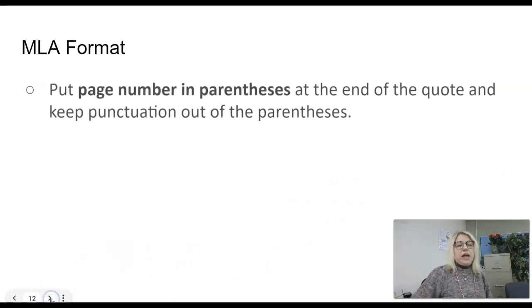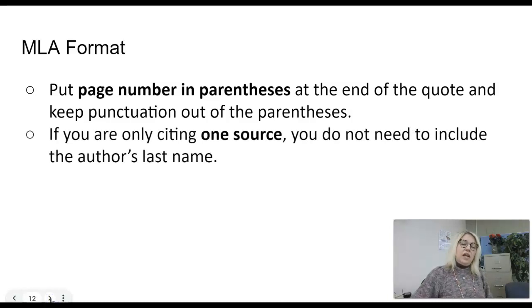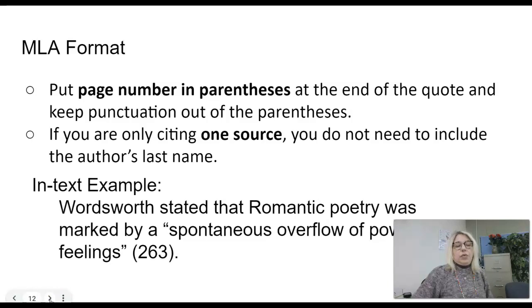So MLA format asks you to put page number in parentheses at the end of the quote and keep punctuation out of the parentheses. So all punctuation goes either before or after the parentheses. If you're only citing one source, you don't actually have to include the author's last name. Here's an example. Wordsworth stated that romantic poetry was marked by a spontaneous overflow of powerful feelings, and it was on page 263 of the one text that this person is citing in their essay.